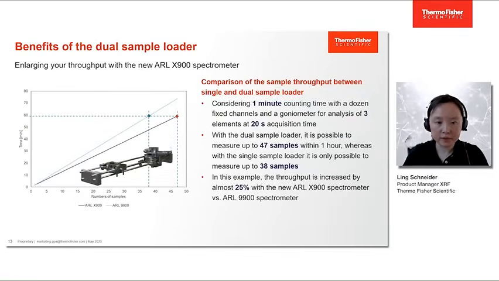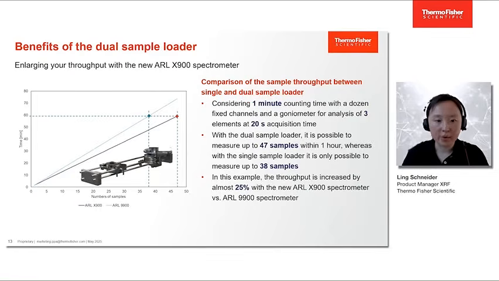Now let me walk you through the benefits of the newest dual loading system in the ARL X900 spectrometer. With the dual sample loader, we can load the second sample while the first sample is still being analyzed, thus reducing the total time to results for batch analysis.